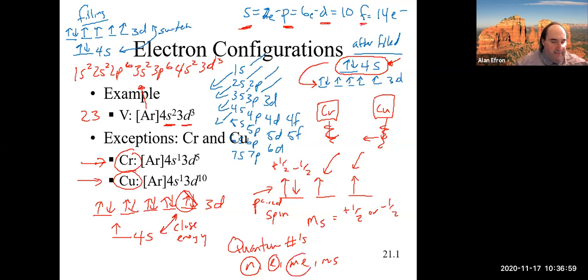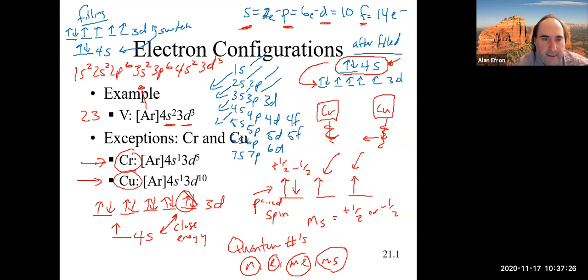m sub l is the magnetic quantum number, and that's basically the orientation of those orbitals in three-dimensional space. Or another way of looking at it is how many different orbitals there are. And m sub s, as I just mentioned, is the spin quantum number for the electrons. Any questions on that?